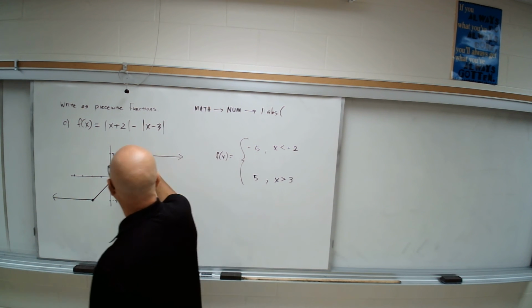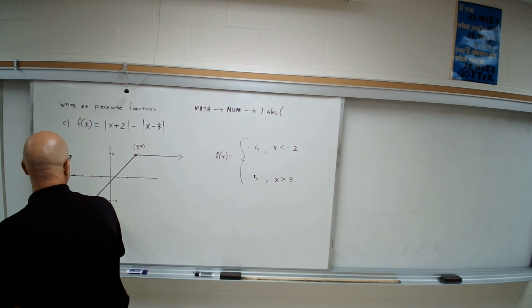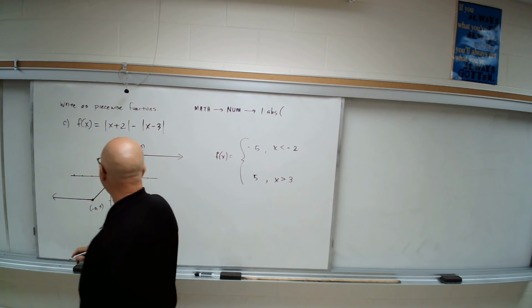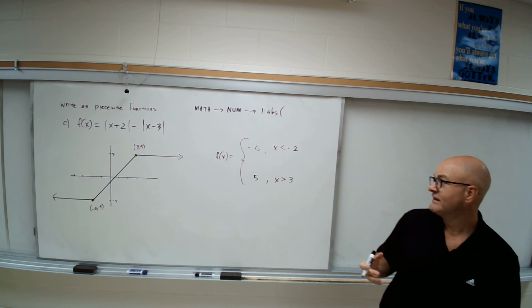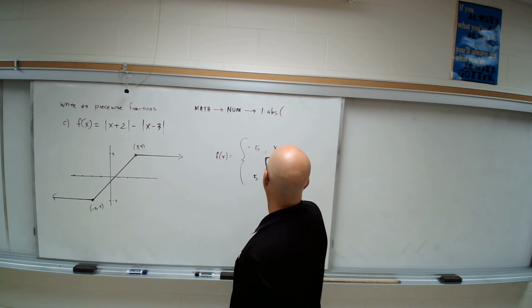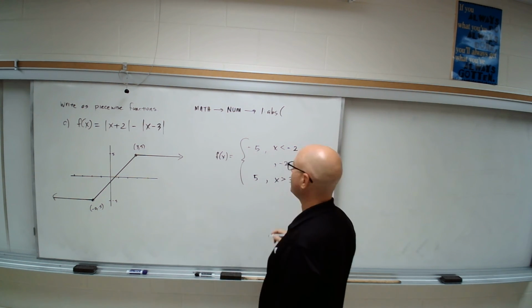Again, this is the point 3, 5, and this is the point -2, -5. So now we just need to determine what is going on if -2 is less than or equal to x is less than or equal to 3.